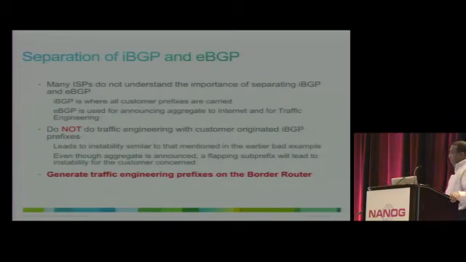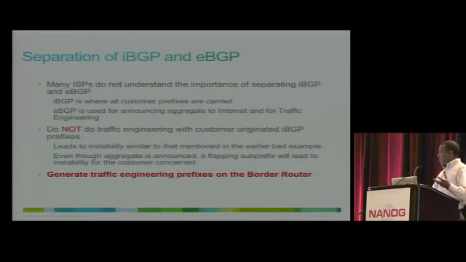Another very important thing is it's very important to separate routes within iBGP and routes that are sent across eBGP. Routes that remain within iBGP include customer prefixes. Some of the infrastructure that is not in the core is also in iBGP. But you don't advertise those to eBGP. You only advertise the aggregate address space.